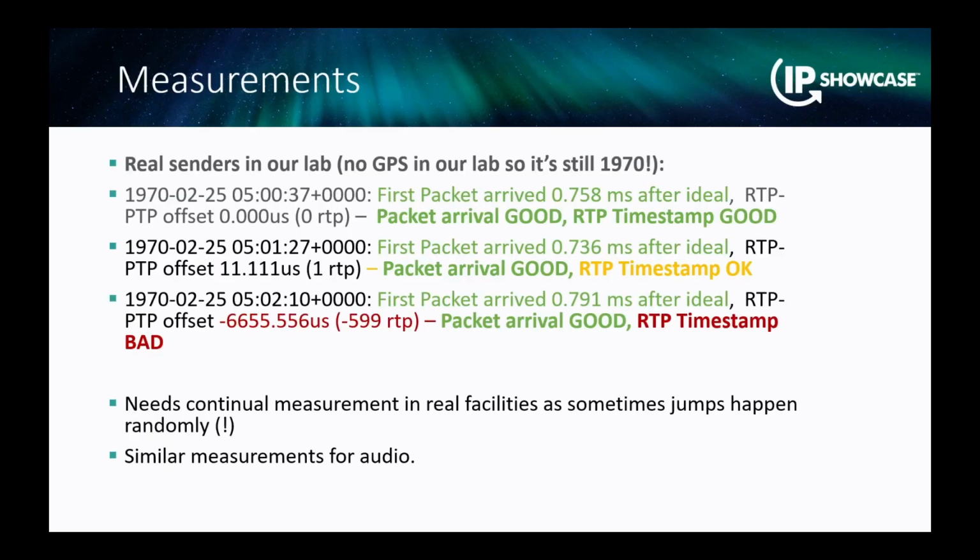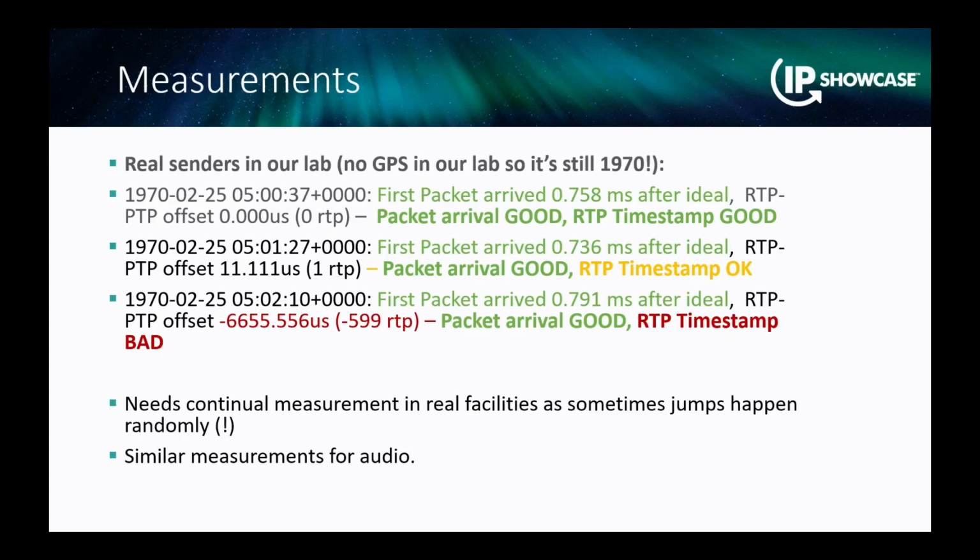So here's some example of some real senders in our lab. Our lab, for various building reasons, doesn't have roof access to get GPS. So in our lab, we pretend it's 1970. So if we look at one of the first senders here, this one is good. Well, I would clarify, I'm not Willem Vermost. I haven't done a full 2110-21 analysis. I've just done the sort of first level, first line support.